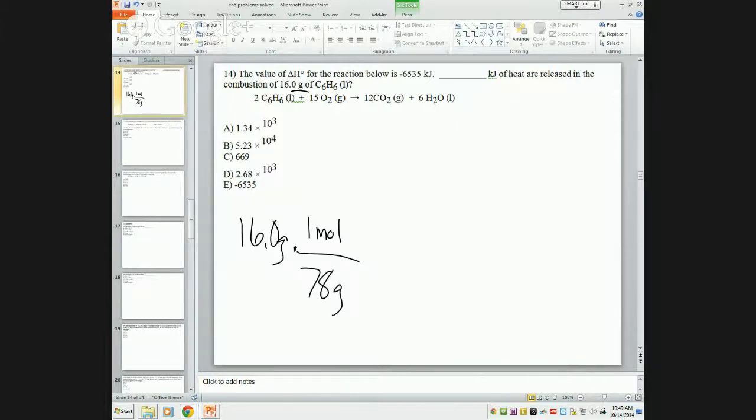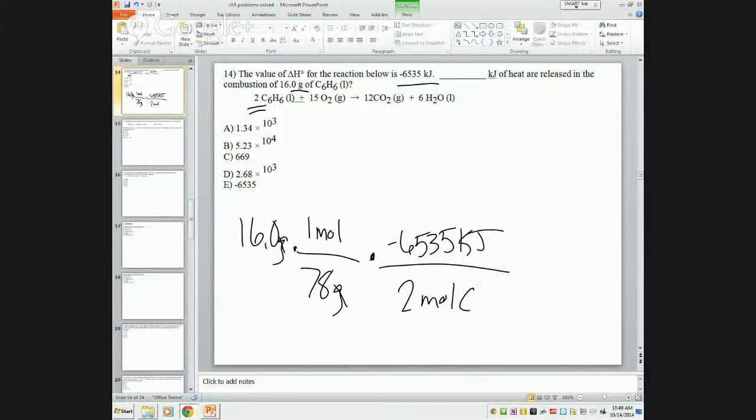So now we've got moles of that stuff. Now we want to figure out, well, what is the ratio? Well, I get that much kilojoules for every 2 moles of that stuff. So now these units are going to cancel out, and I should end up with my final answer of C, Charlie.